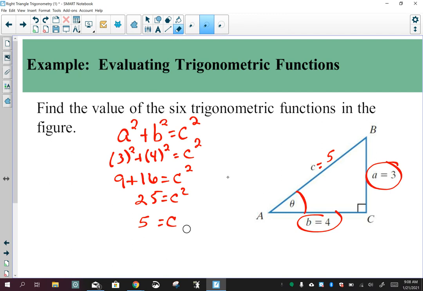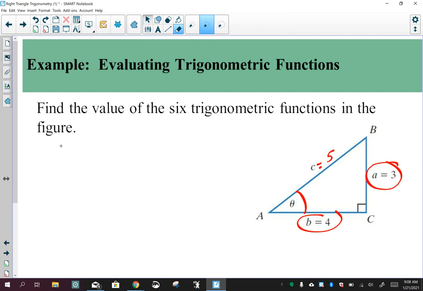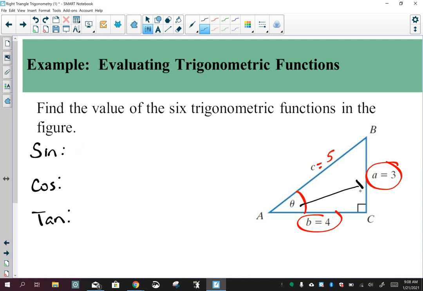So now I have that. What I want to look at now is the values of the 6 trig functions. I'm going to start off with the ones that you did back in geometry, which is sine, and then we have cosine, and then we have tangent. So sine is opposite over hypotenuse. My angle in question here at theta is going to be opposite over hypotenuse, and so my answer will be 3 over 5.